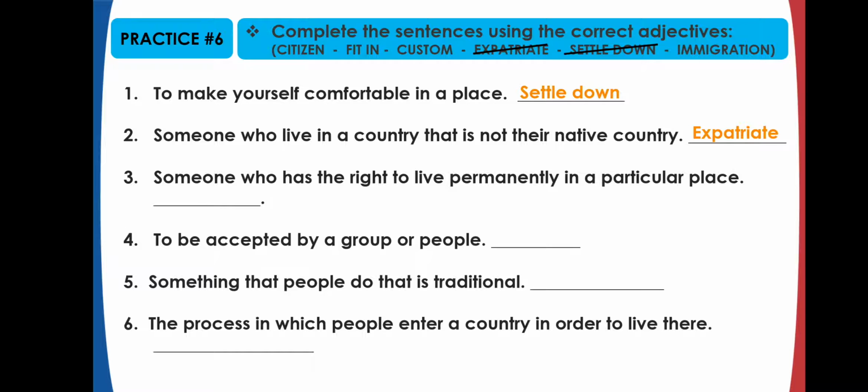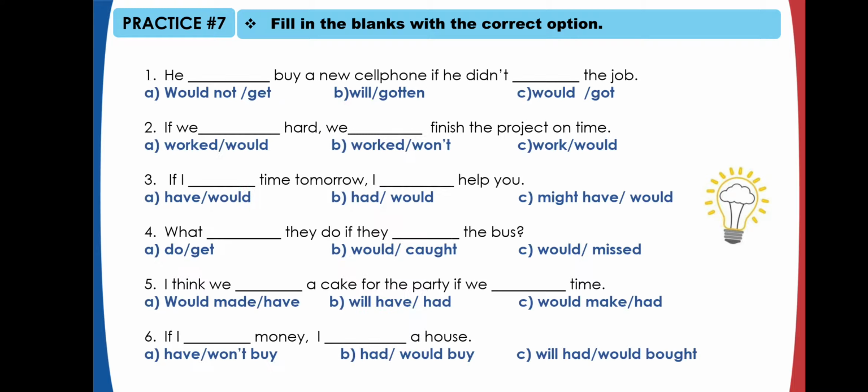Number 3, someone who has the right to live permanently in a particular place. That is citizen. Number 4, to be accepted by a group of people. That is fit in. Number 5, something that people do that is traditional. That is costume. And finally, the process in which people enter a country in order to live there, immigration. Okay? Now, guys, practice number 7 says, fill in the blanks with the correct option.